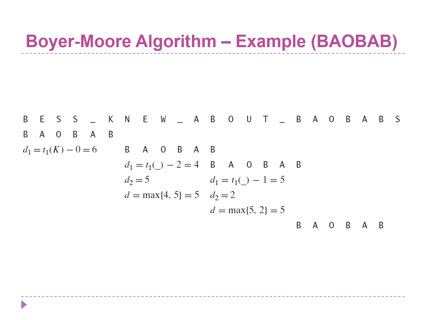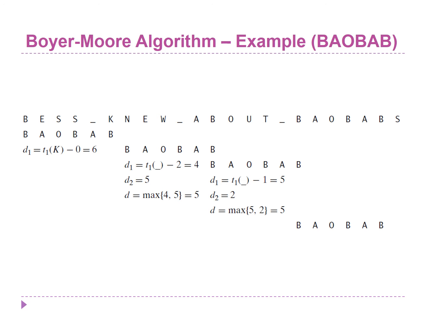Now, the last two characters AB match the characters in the text, but the third character B does not match the underscore in the text. Hence, calculating the d1 and d2 to find the shift value d, we get d1 equals t1 of underscore minus 2, which equals 4, d2 equals 5, and max of 4 and 5 equals 5, and hence the pattern BAOBAB is shifted 5 positions to the right.